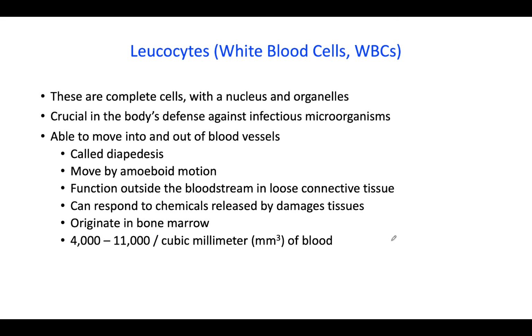Another type of formed element is the white blood cell. White blood cells lack hemoglobin, but leukocytes have a nucleus and organelles. Therefore, they are regarded as complete cells. They are true cells.